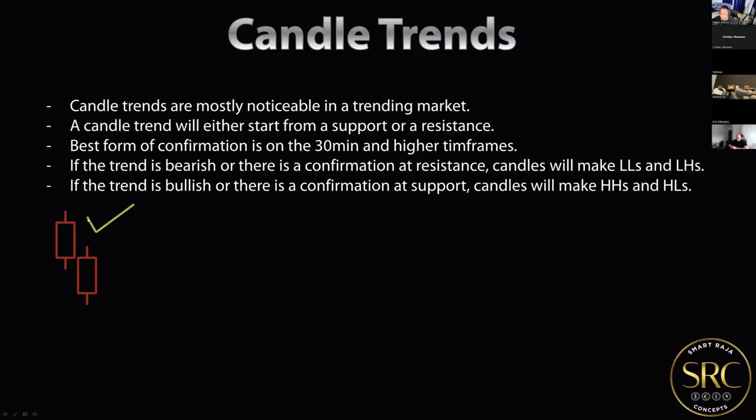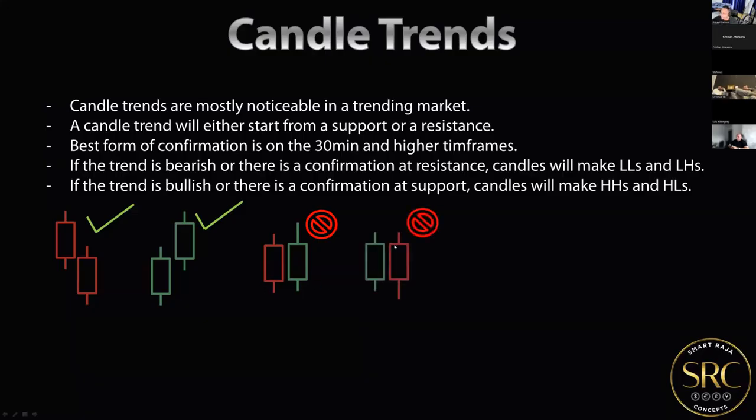This right here is a good candle trend, right? Candles are making lower lows and lower highs. This right here, another good confirmation of candle trends, candles making higher highs and higher lows. This is not a candle trend. This is formation of support. Now remember, I'm not going to talk about points. This is formation of support right here, right? This right here is a formation of resistance. This is not a candle trend. This is formation of resistance. Right? We're good?